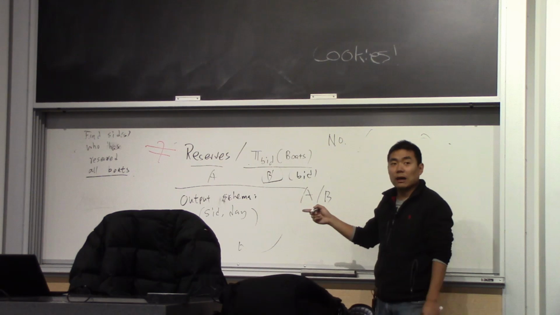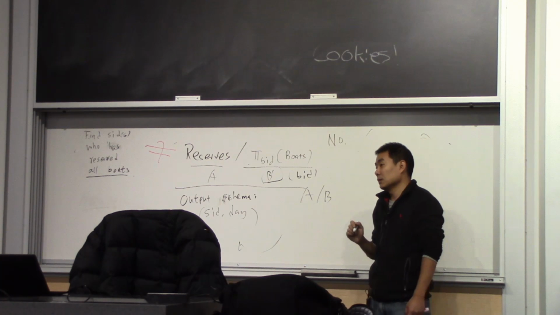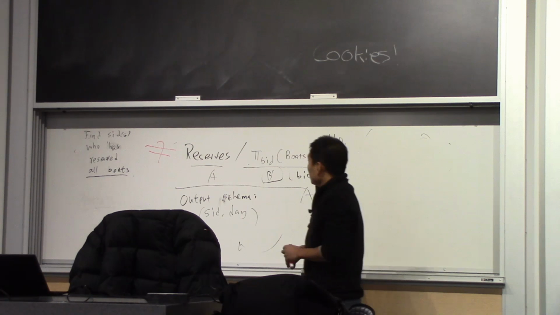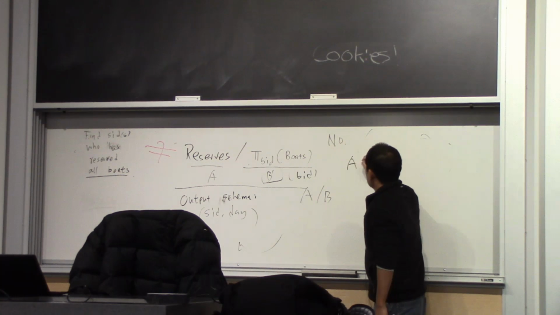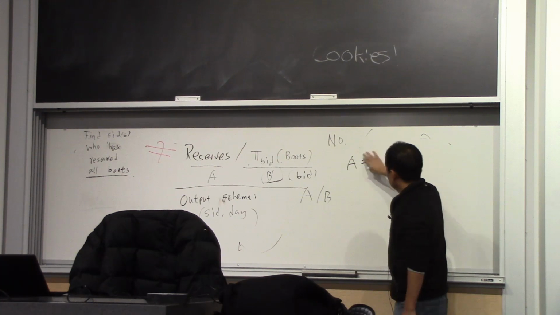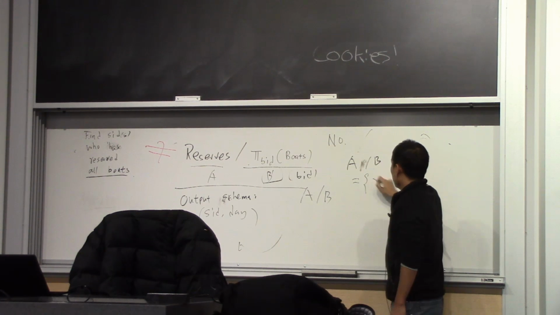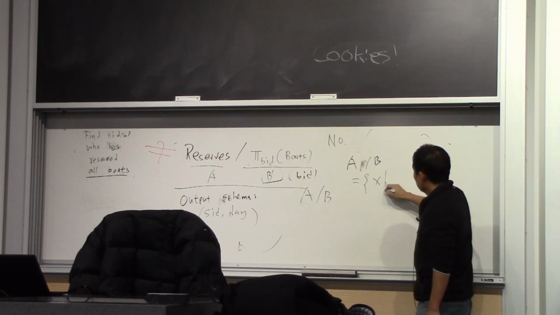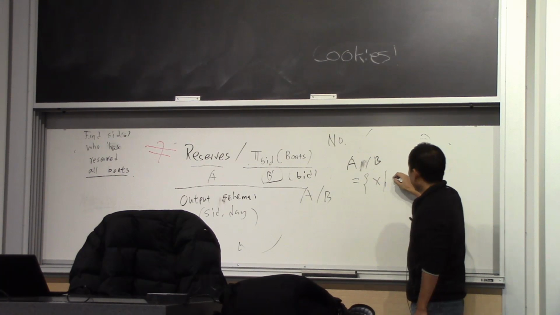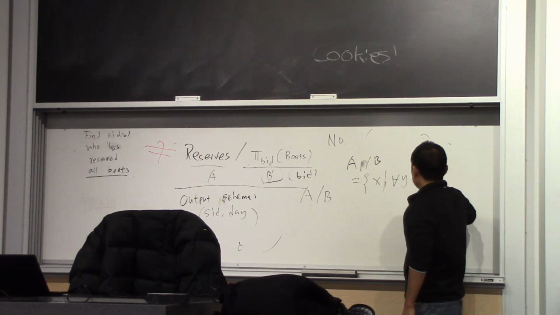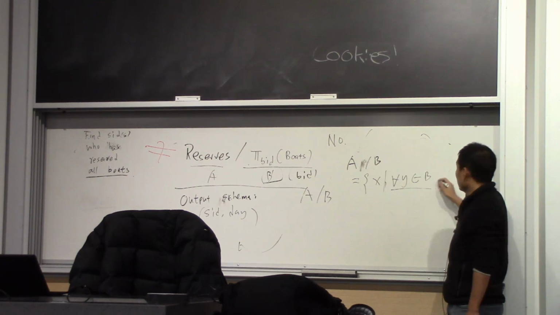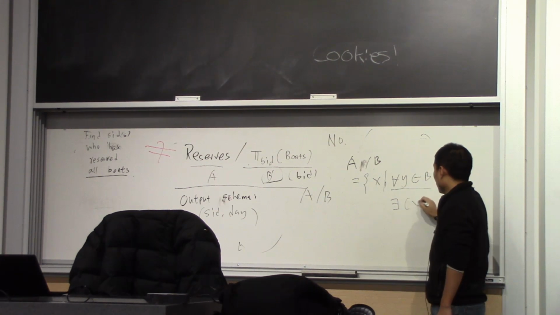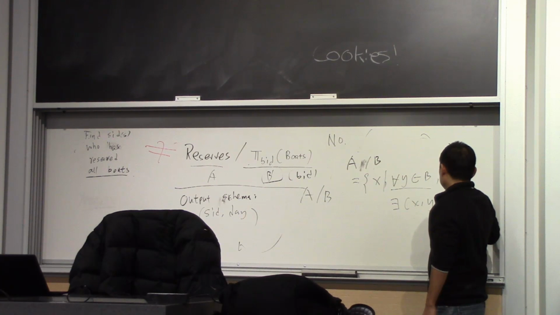Why is the output schema SID and day? Because you take the columns from both that you're using and you take those out of the schema. So what's A divided by B? It's equal to all such x such that for any y from B, where y is obviously a record of B, there exists x and y from A.